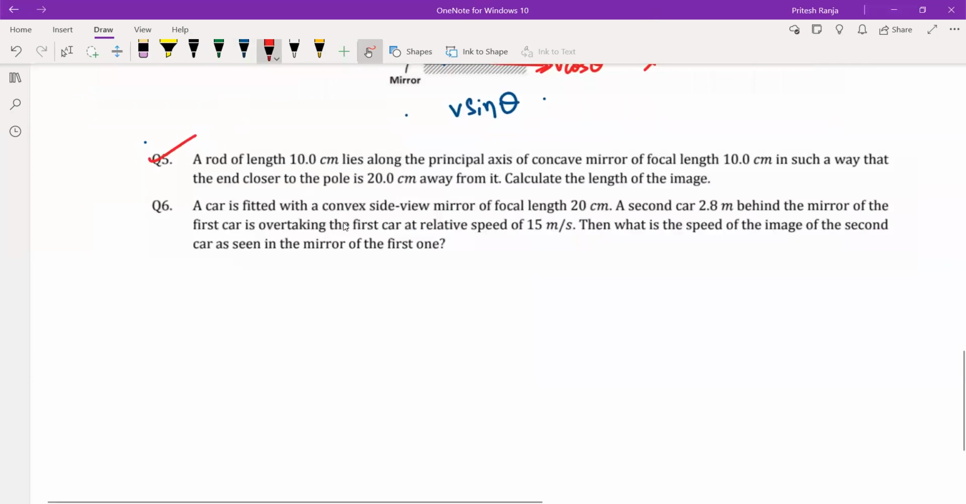Number 5 we will do. Number 5 quickly we will do.